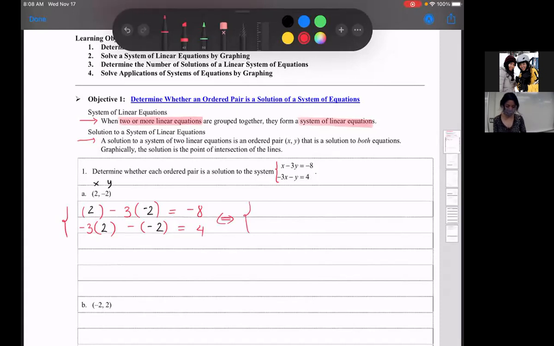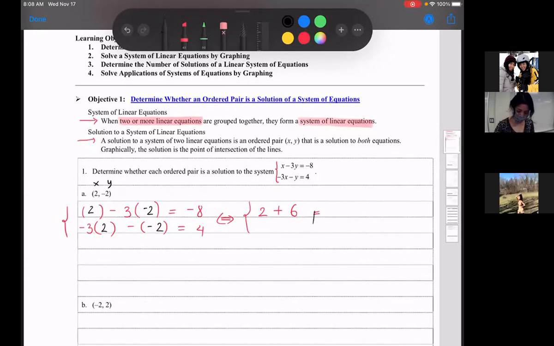What's the top equal? The top one is 2 plus 6, right? Which is not equal to -8. So you can stop it right there if you want to, because if it fails once, it fails all. But I'm going to move on to the second one.